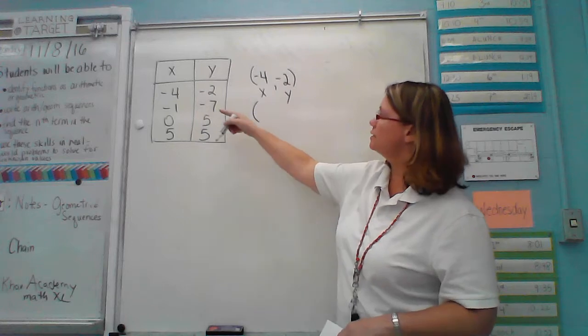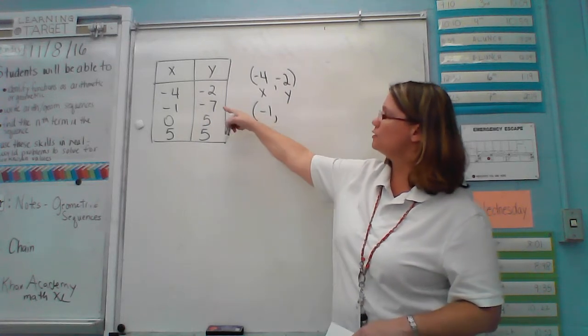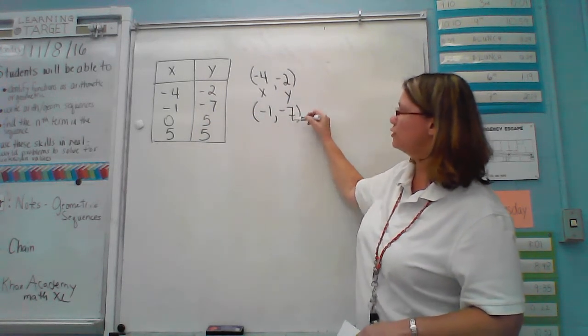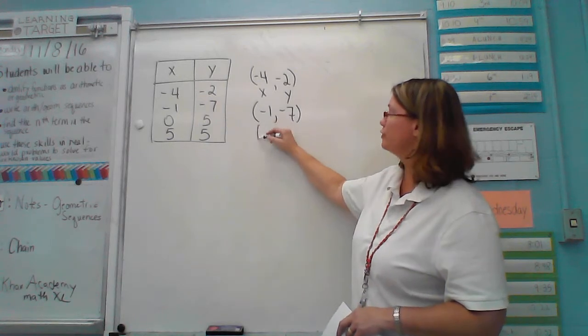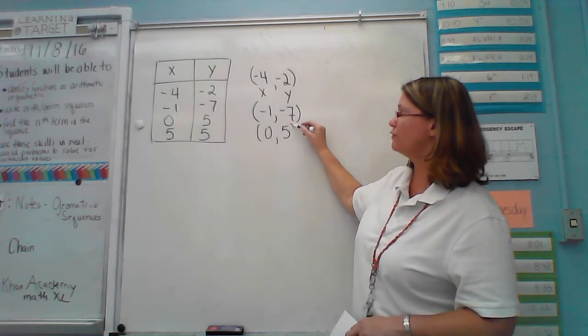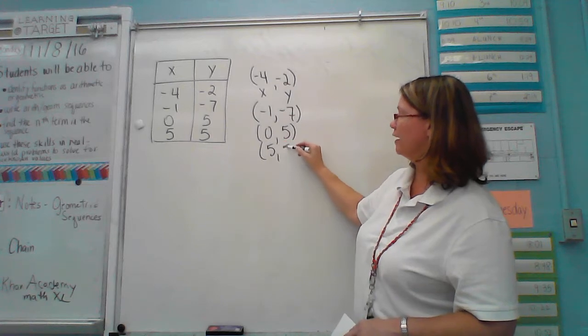The next ordered pair, take this X, -1, take this Y, -7, and you've just created an ordered pair. Continue for the remainder of the table. 0 matches 5, 5 matches 5.